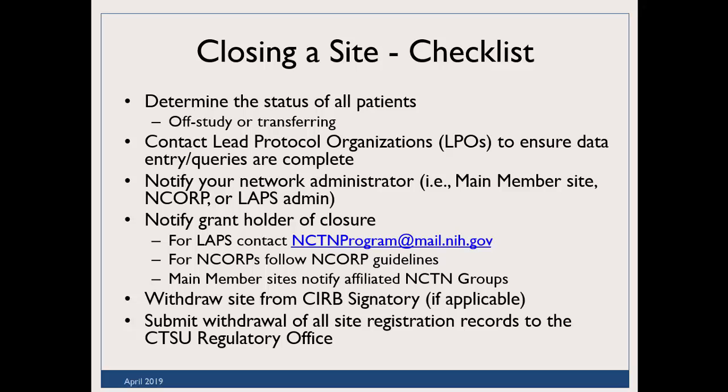So if you have a site that's leaving your network or is not going to participate in research anymore, you'll need to do some things to make sure that you don't, down the road, get caught with some data that doesn't look correct. One, you'll want to determine the status of all those patients. Are they off study? Are they transferring? Is that site going to continue to follow those patients?